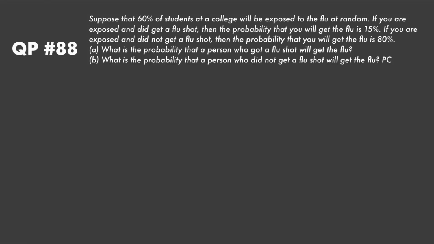Hello everyone, today let's take a look at another conditional probability question, Quantipos number 88, which is definitely on the trickier side. So we have 60% of students at a college who got exposed to the flu at random, and if you are exposed and did get a flu shot, the probability you get the flu is 15%, and if you are exposed and did not get a flu shot, then the probability you get the flu is 80%.